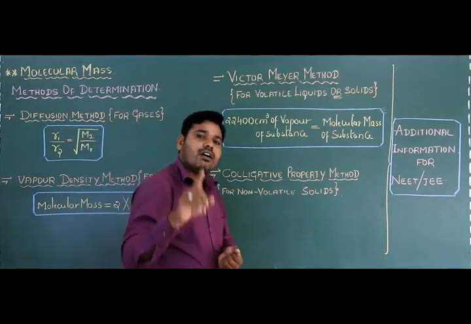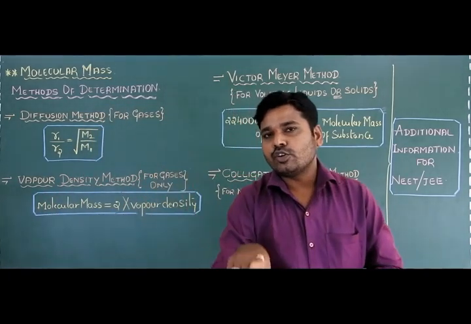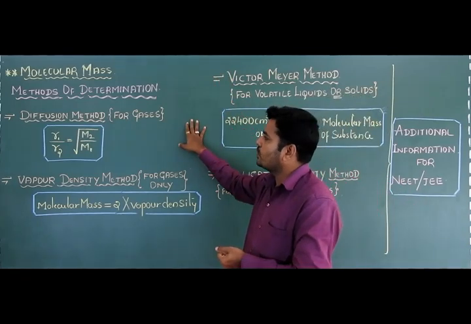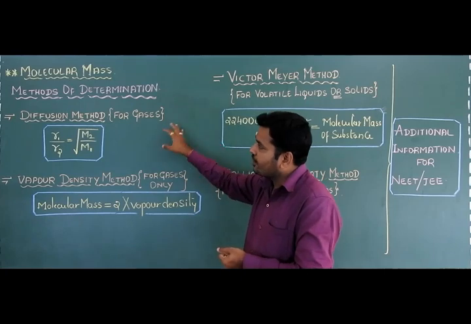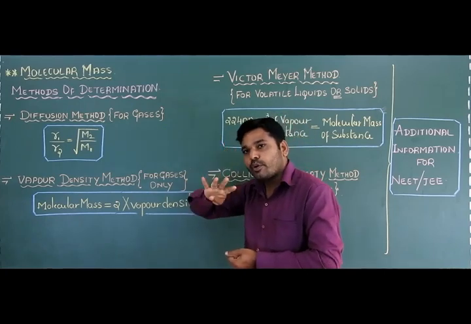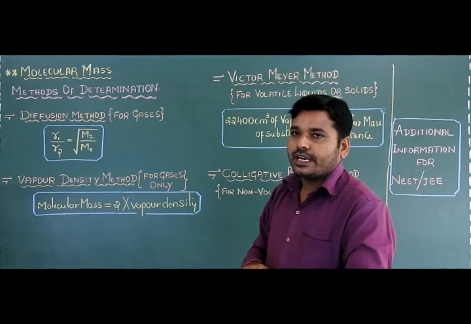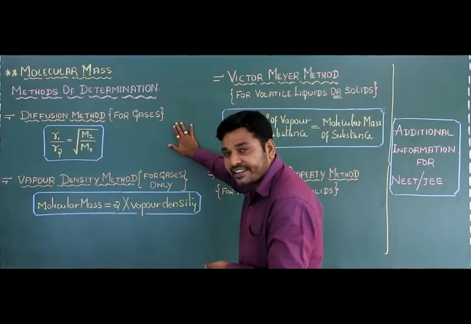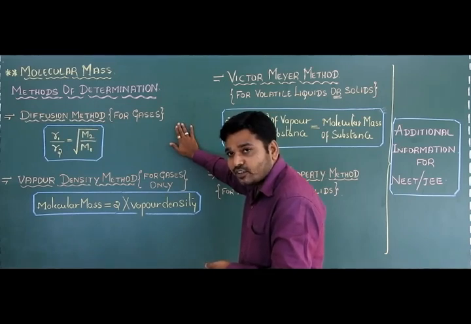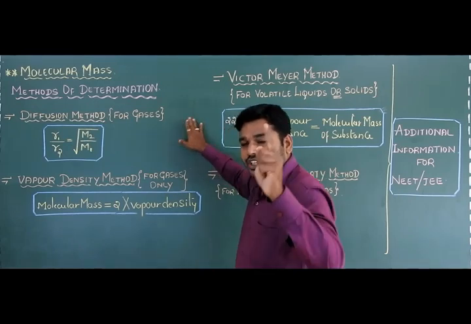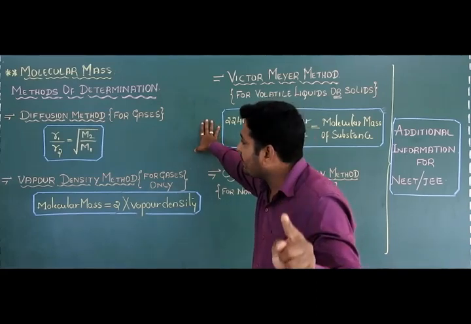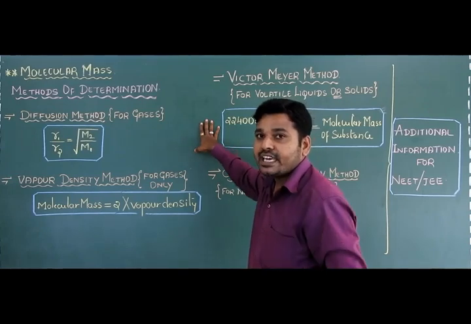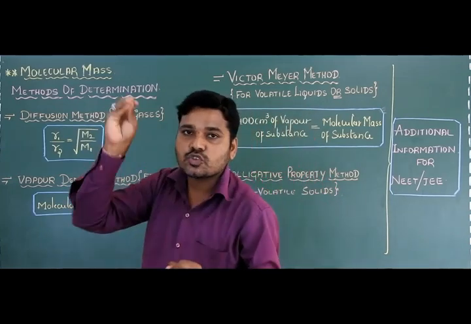For the determination of atomic mass of an element also we use four important methods. Even in the case of molecular mass, under the heading methods of determination of molecular mass, four important methods are used. Out of these four, the first method is the diffusion method. Listen to this first method carefully, students. Diffusion method: this method is applicable for gaseous substances, students.